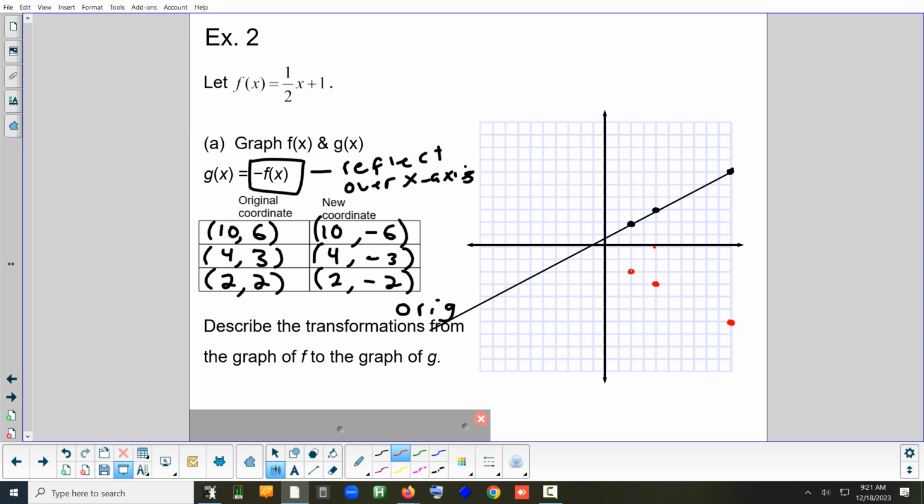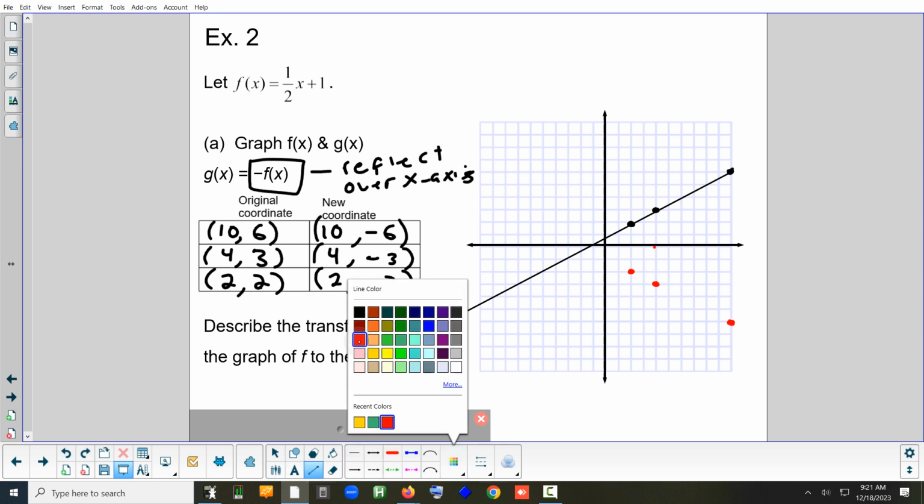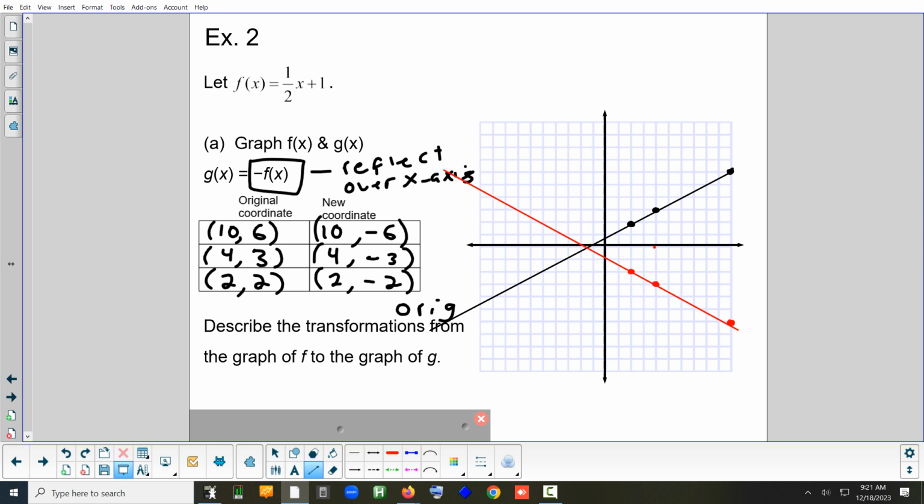Now, if you look at the black dots and the red dots, if you were to fold that piece of paper, those black dots would land exactly on top of those red dots. Perfect. Let me see if I can draw that a little better. In red, that is a reflection of the graph in black. Any question on that?